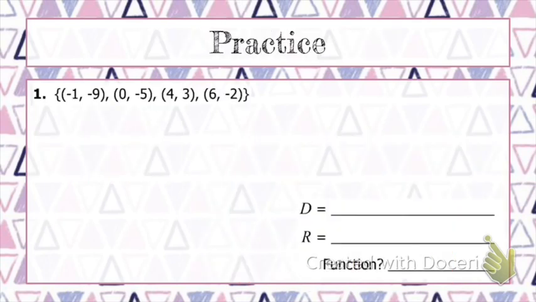So let's do a practice problem here. We're going to talk about domain and range, and we're going to decide if these are functions. So again, this relation is listed in the form of a set of ordered pairs. So when you see these squiggly brackets, that means a set of something. And then when you have parentheses with two things in the middle with commas, that's almost always an ordered pair.